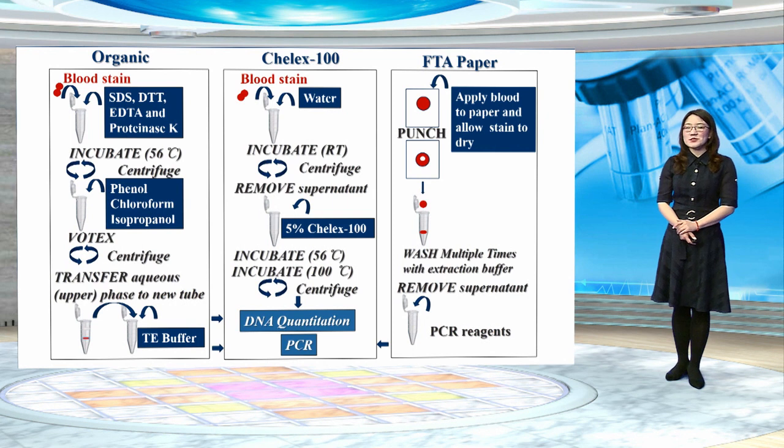Another approach to DNA extraction involves the FTA paper. The FTA paper involves adding a spot of blood to the paper and allowing the stain to dry. The advantages of FTA paper are that consistent results may be obtained without quantification, and the procedure may be automated on a robotic workstation.